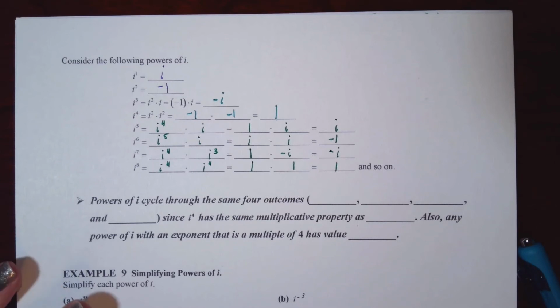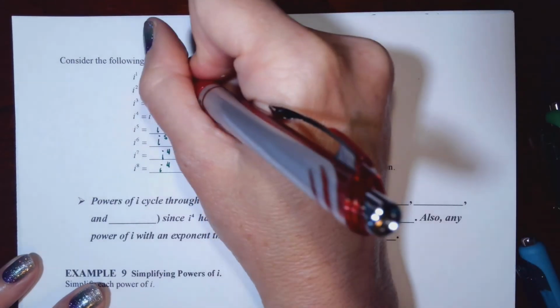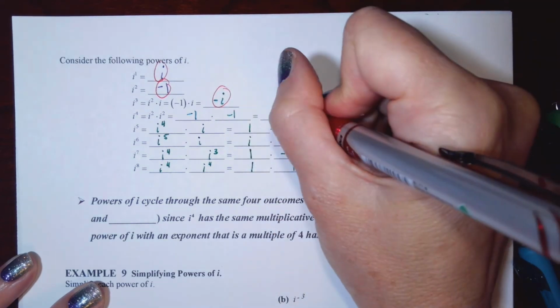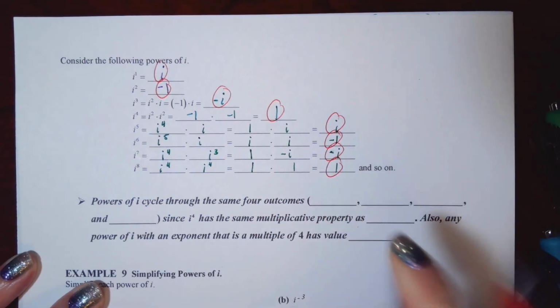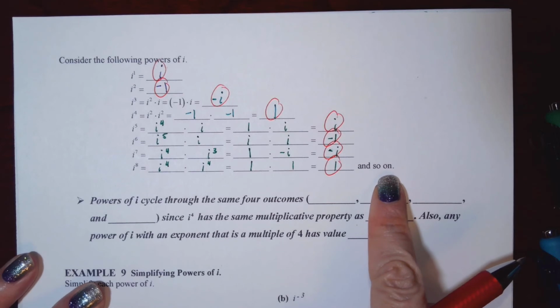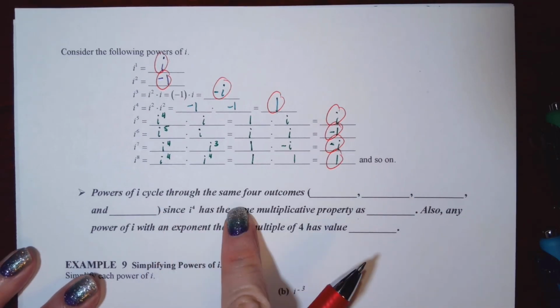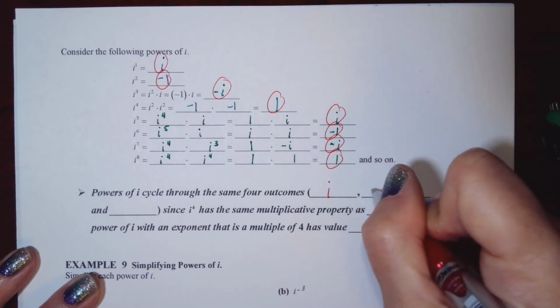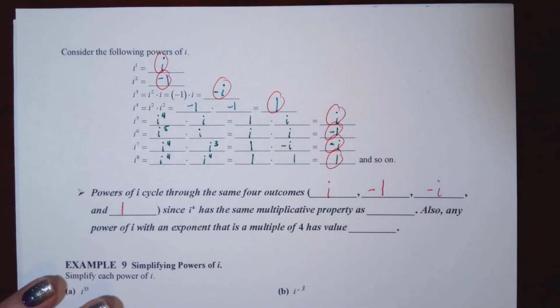Now let's go through and look at this pattern. We've got I, negative 1, negative I, 1. I, negative 1, negative I, 1. And so on, and so on, and so on. Powers of I are going to cycle through those same 4 outcomes: I, negative 1, negative I, positive 1.